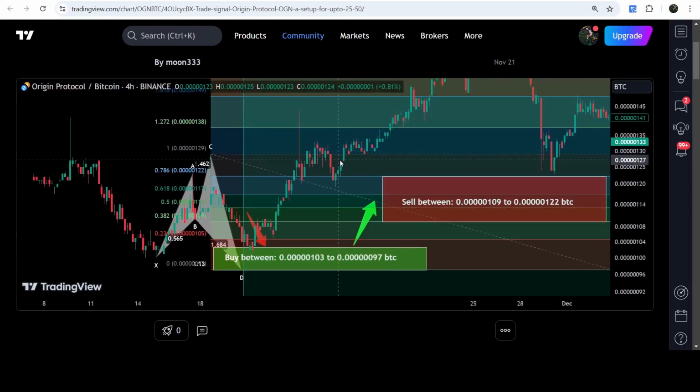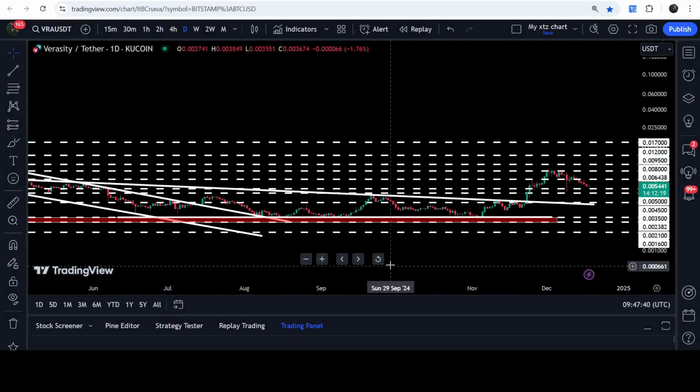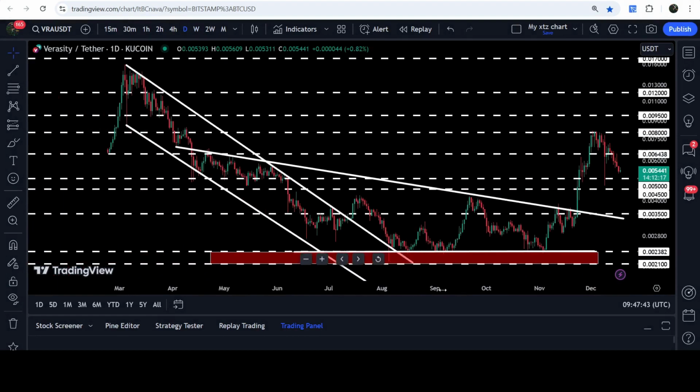Now, let me take you to the live chart of Verasity. First of all, let me show you the daily time frame chart. Here you can see that for the past several weeks, a month, it has been moving inside this channel. And by the way, when it was moving inside this channel, we found this down trend line resistance at that time in the month of April 2024.